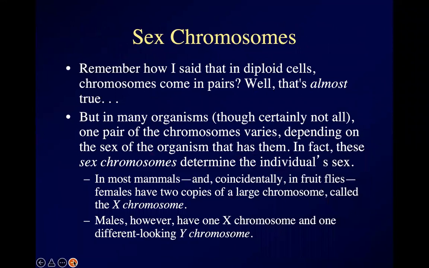Here's our exception to the rule that chromosomes always come in pairs. In many organisms, not all, but including humans, including all the mammals I can think of, and by good luck also including fruit flies, one of the pairs of chromosomes varies depending on the sex of the organism that has them. And what we call sex chromosomes determine the individual's sex.